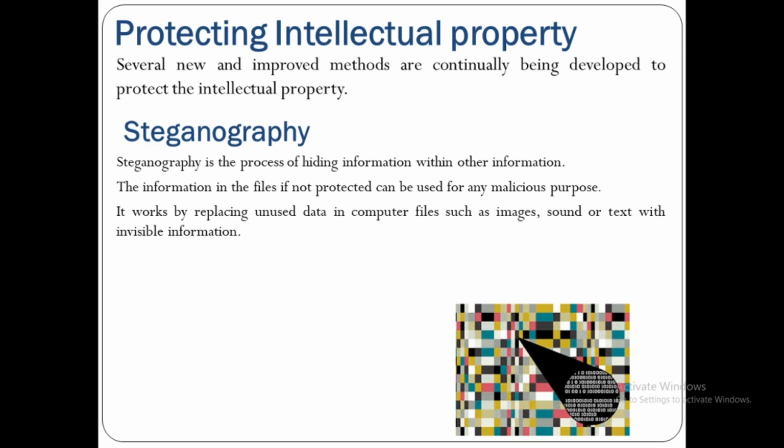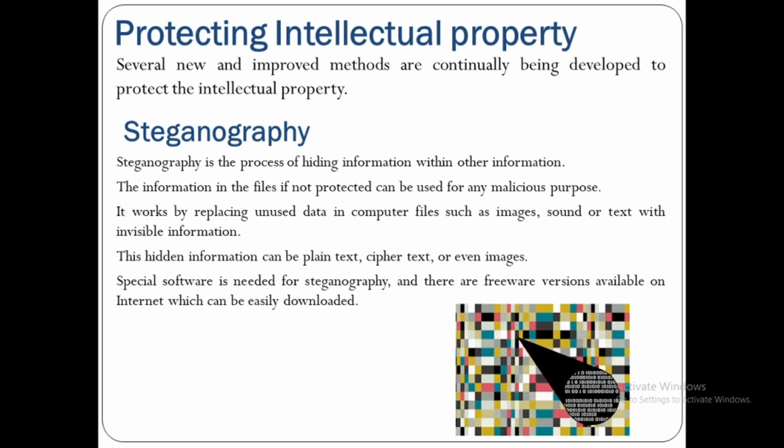It works by replacing unused data in computer files, such as images, sound, or text, with invisible information. The hidden information can be plain text, ciphertext, meaning coded characters, or even images. Special software is needed for steganography. We cannot do it directly. And there are freeware, meaning totally free software versions, available on the internet which can be easily downloaded. Open source software.